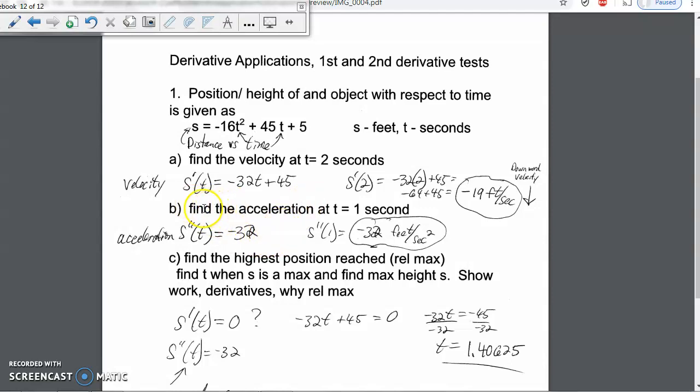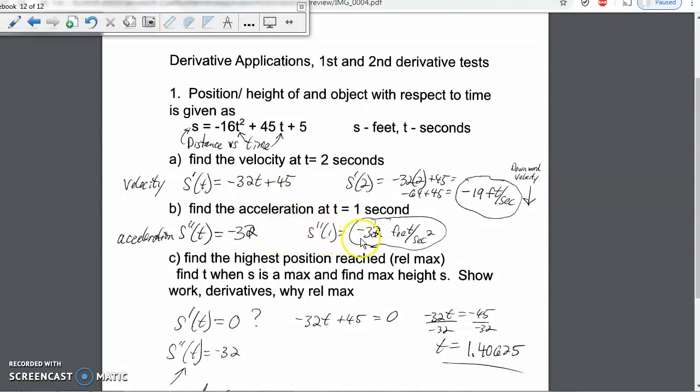The next problem, part B, acceleration. You take the second derivative and it's negative 32. So what does that mean? That is the force acting on it, acceleration due to gravity. So the acceleration due to gravity in feet per second is negative 32 feet per second squared. So that's how much the velocity is changing every second.